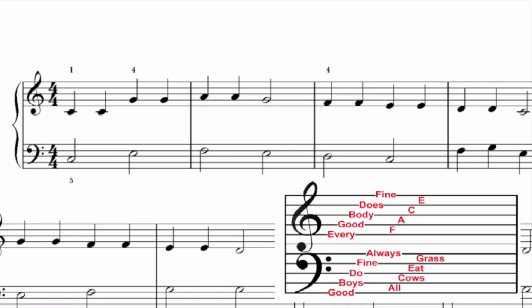Now let's move on to the bass clef. The first note on the bass clef is located on the second space. So the bass clef space notes are All Cows Eat Grass. So it has to be All Cows. Cows is in the second space. So that's going to be a C. And then the second note in the bass clef is on the third space. That is going to be All Cows Eat. So it has to be E.